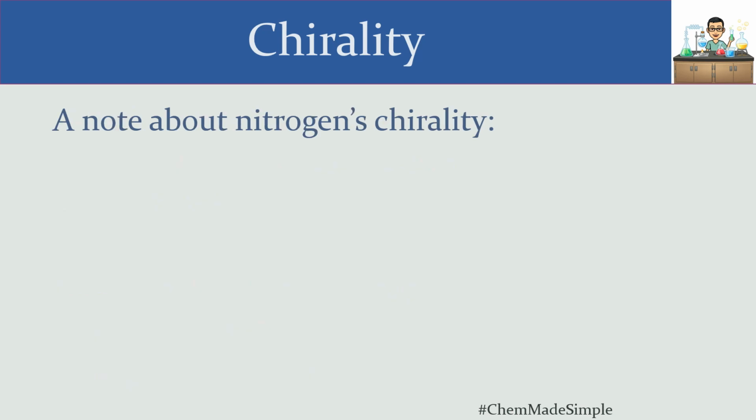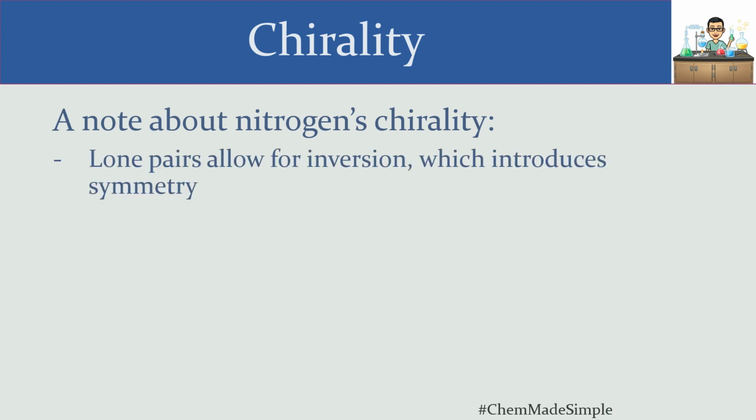So I also wanted to add a little note about chirality when it comes to nitrogen, because nitrogen can be sp3 hybridized. But the other thing that we need to make sure of is that that nitrogen has 4 different substituents, and I'll tell you why. A lone pair counts technically as an electron group. So a nitrogen usually in organic molecules is going to have a lone pair associated with it. But that lone pair allows for inversion.